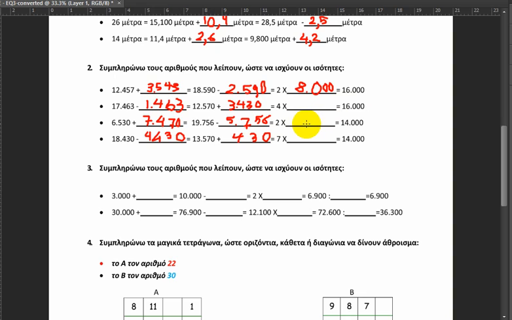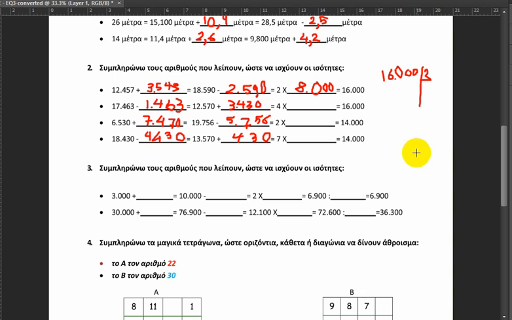Or if you want to go about this the hard way, you could have said, well, 2 times what makes 16,000? Sounds a lot like division. So I could do this as a vertical division if I wanted to.